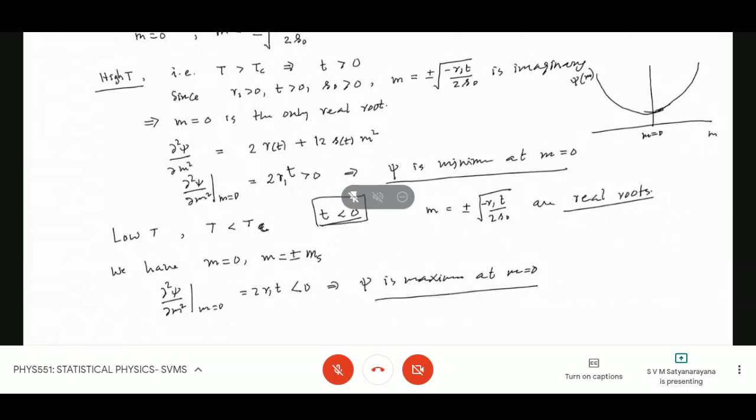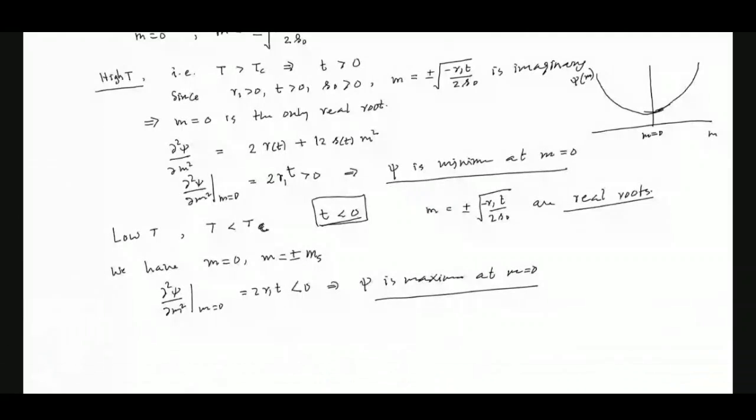Now what happens to this one? Let's say I talk about dou square psi by dou m square at m is equal to square root of minus r1 t divided by 2s naught, or plus minus whatever. Plus minus doesn't matter because we have only square here.